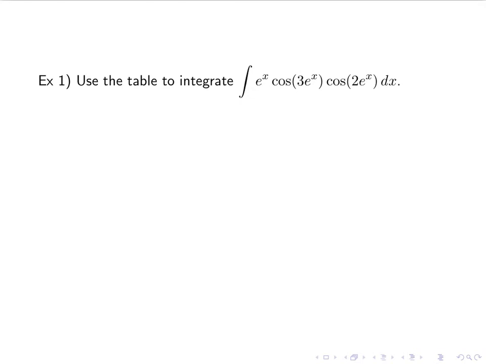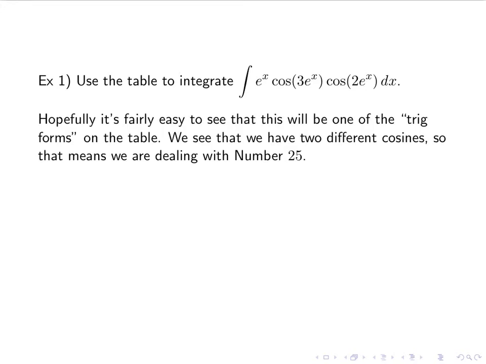So for our first example, it says use the table to integrate the integral of e to the x cosine of 3e to the x times cosine of 2e to the x dx. Hopefully this one's fairly easy. If we look through our tables, it's obviously a trig one, and the thing that we want to pay attention to is that we have two different cosines. We have cosine of 3e to the x and cosine of 2e to the x. So that is going to be number 25. So that's cosine of au times cosine of bu du.